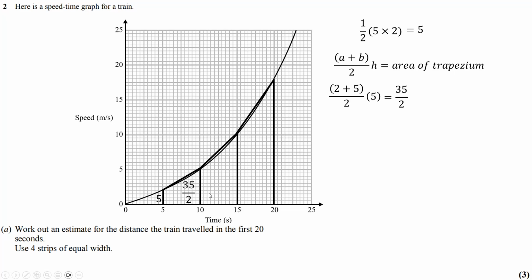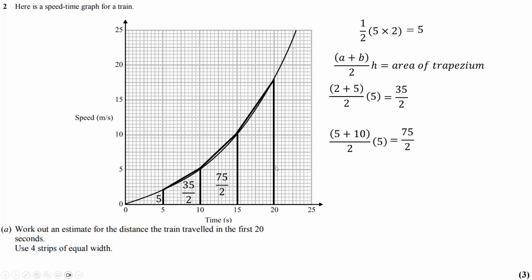You do the exact same thing for this one. So here we've got 5 plus 10 divided by 2 times the height here. 15 take away 10 is 5, so the height here is also 5. And then that gives you 75 over 2, which you can put there. Same thing.